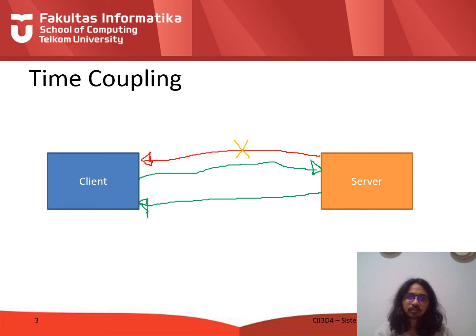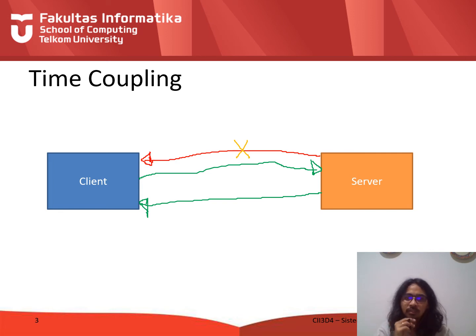And secondly, still about time coupling, the request and the response always need to be immediate. What if the request and the response cannot be immediate? For example, the client wants to send something, but the server doesn't have the answer yet. RPC cannot delay the question, and that is one of the disadvantages of RPC, and that is also a time coupling problem.